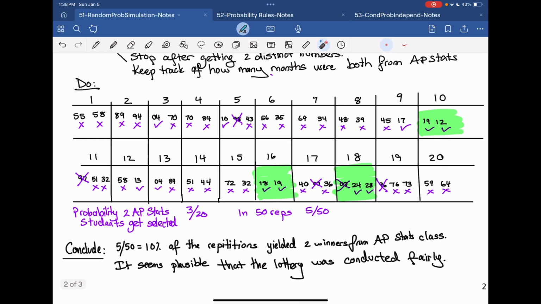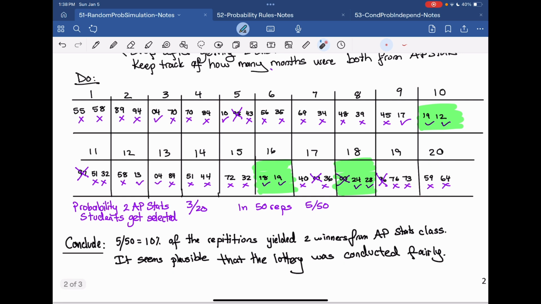And so in 20 trials, this is a repetition, trial 3, trial 4, trial 5. In 20 trials, 3 of them yielded both students being AP Stats. And then the book does it more, 50 reps. It happens 5 times on this, continuing on the same path. So we are going to use this, probably this one, since the more repetitions, the better.